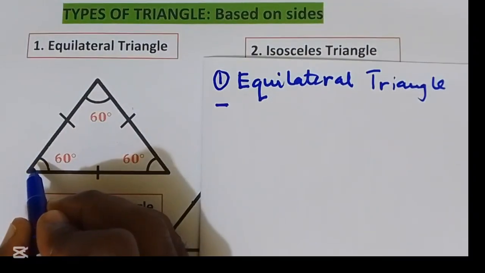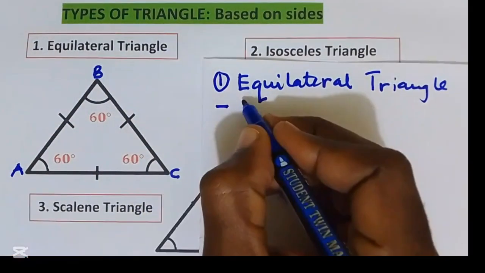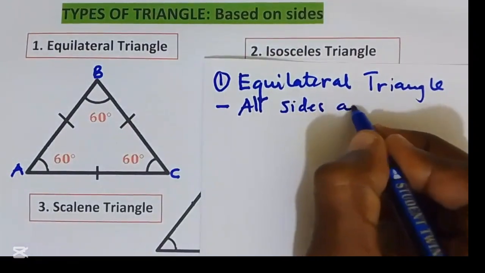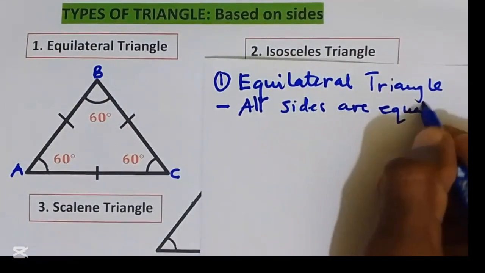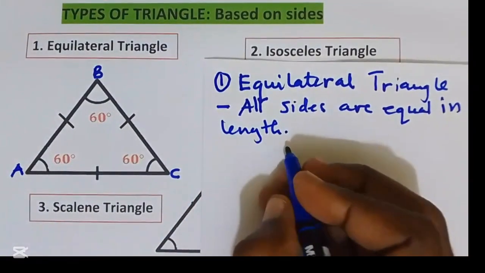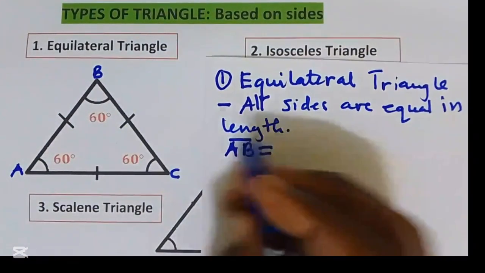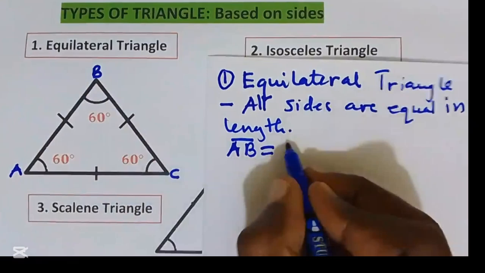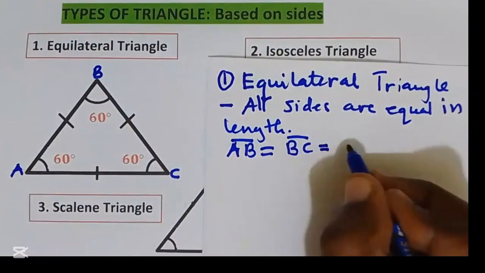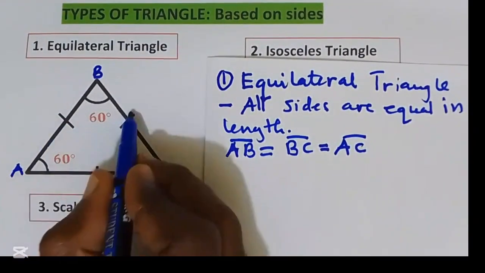Let us call our equilateral triangle A, B, C. First, all sides are equal in length. That means length AB is equal to length BC. This is equal to length AC. And this is shown by using these signs.